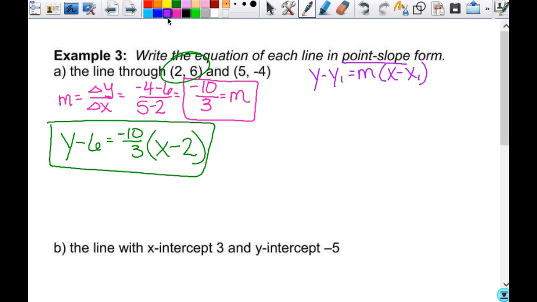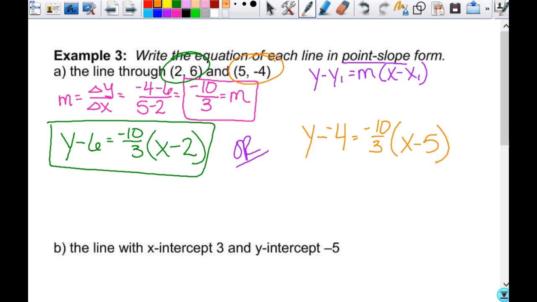But I want you to see that if, let's say this was a question on your homework or on a test or something, and you chose 5, negative 4, or maybe both points have a positive and negative or whatever, so one isn't necessarily better than the other, you can have 2 different answers, and you and your neighbor can have different answers and both be right. So let's say that we choose this one. Then it would be y minus what? Negative 4 equals the slope, which is still negative 10/3, times x minus 5, right?